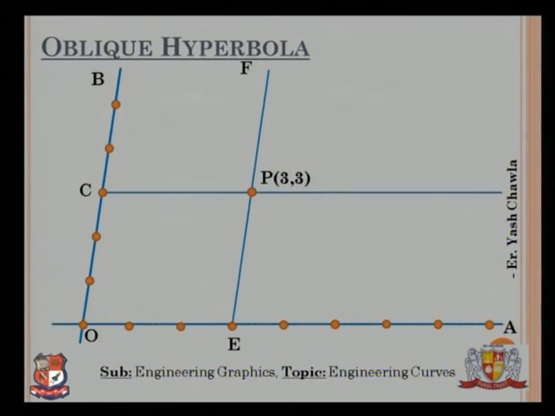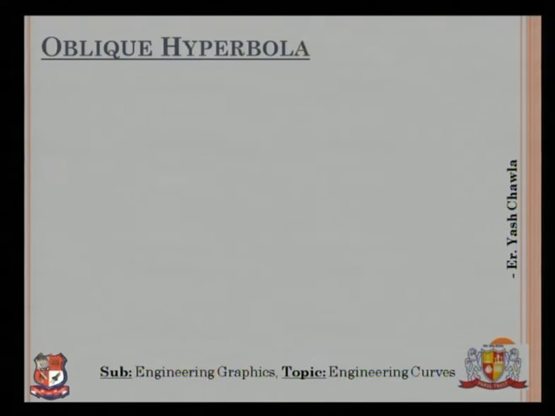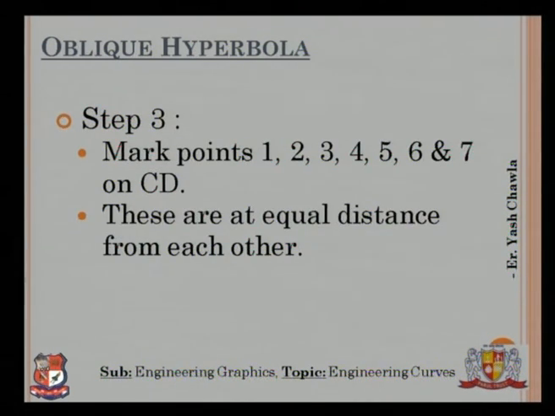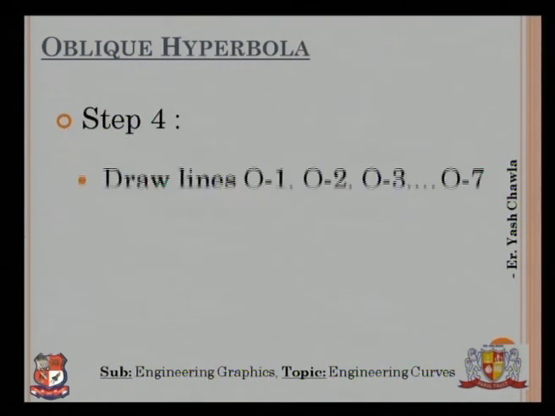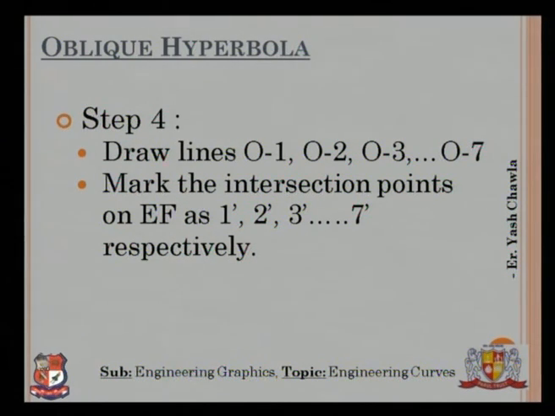Now a line which is parallel to OB will pass through the point P, and a line which is parallel to OA will again pass through C. So we will have this presentation, the thing which is on your screen right now. Now mark points 1 to 7 again, just as we did in the previous method, the rectangular method, for a rectangular hyperbola. Once we have done this, we will move on to the next step: we are going to draw lines O21, O22, O23, O24, O25 up till all the points are covered.